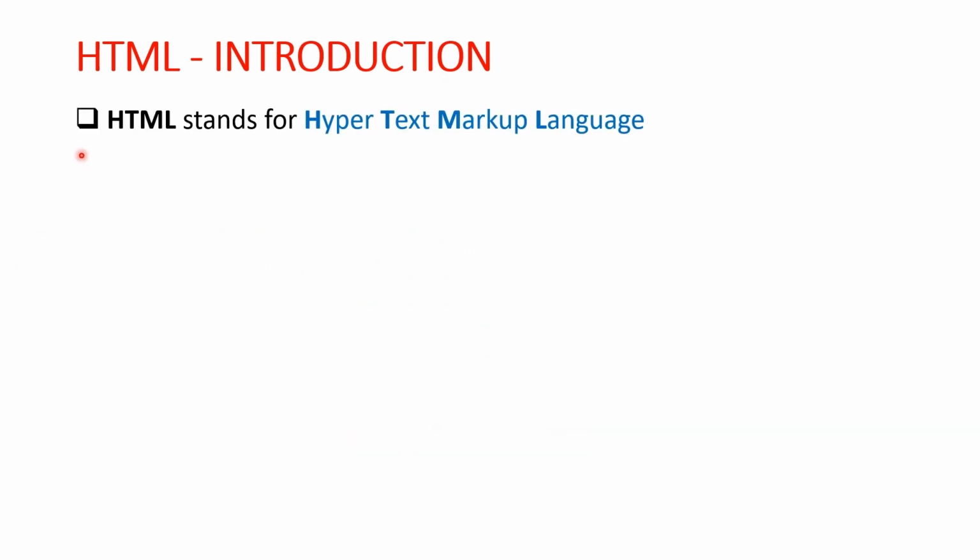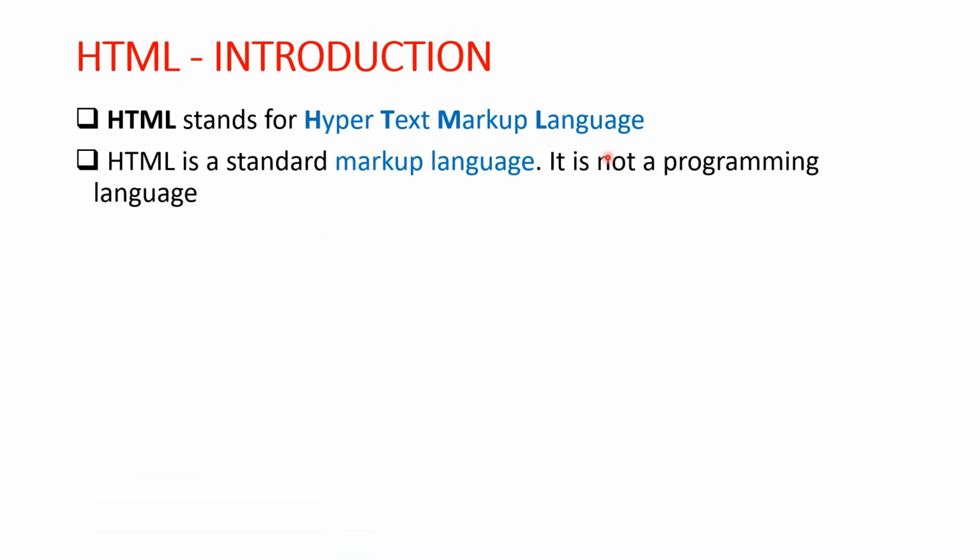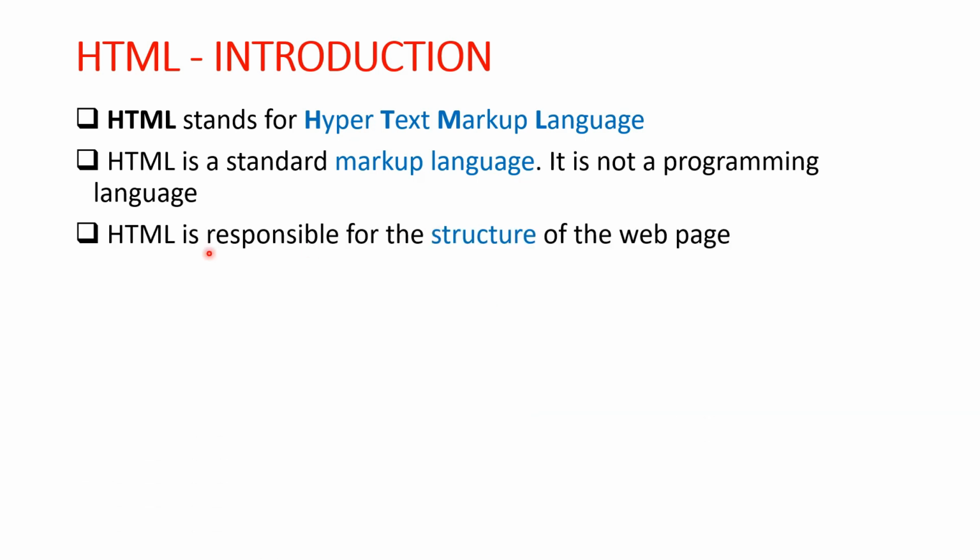HTML stands for Hypertext Markup Language and it supports font style text, pictures, graphics and animations. It is not a programming language. It is a markup language which provides a set of tags suitable for working up web pages. It is a scripting language which is responsible for the structure of the web page and the output can be seen using the browser.